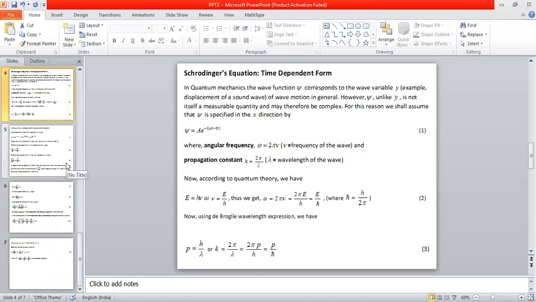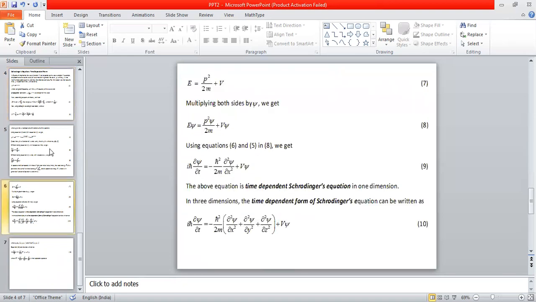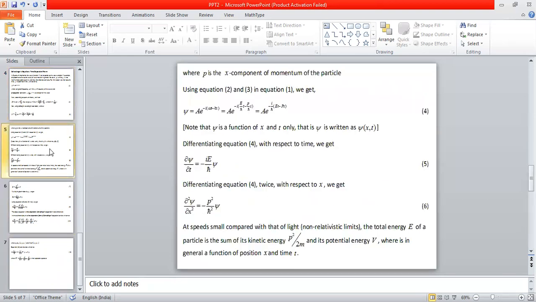And equation 3 is nothing but the expression for k, which is given by p by h cross, where E is the energy of the particle, and p is the linear momentum of the particle, which is traveling along the x-axis. Along with it there is an associated wave function psi. Now let us use equations 2 and 3 in equation 1, the original equation.